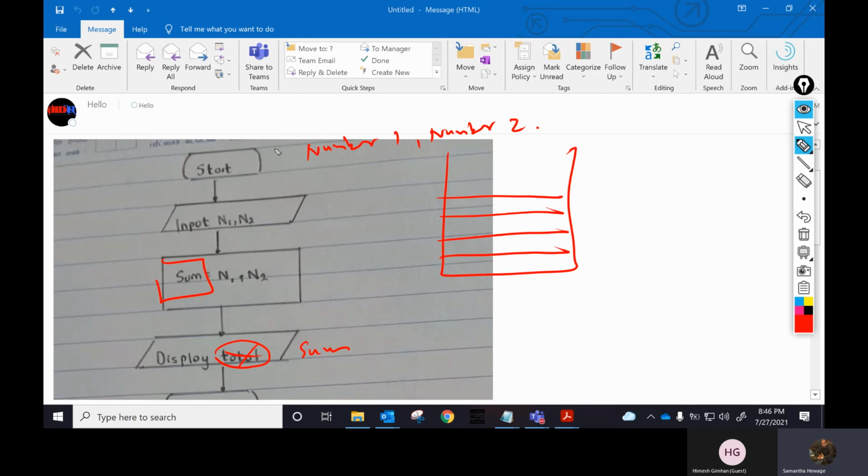Then why this flowchart? What is the meaning of a flowchart? By looking at the flowchart, someone can understand.